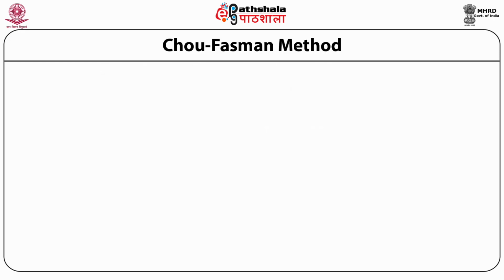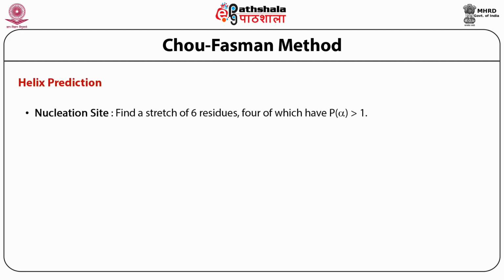Now once you have that, Chou and Fasman assumed that for every secondary structure there is a nucleation site. For example, for a helix, they assumed that there must be a nucleation site of about 6 residues. So this you have to first identify. You take a 6 residue window and you average the helical propensity of the amino acids in the 6 residue window. Where it is higher than a certain threshold, this is considered to be the nucleation site for a helix.